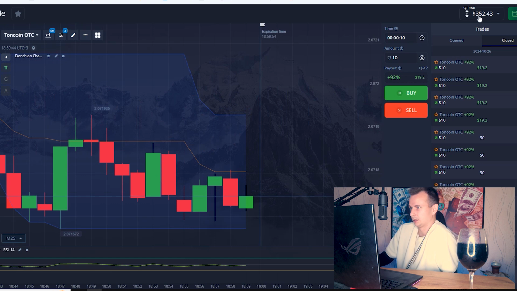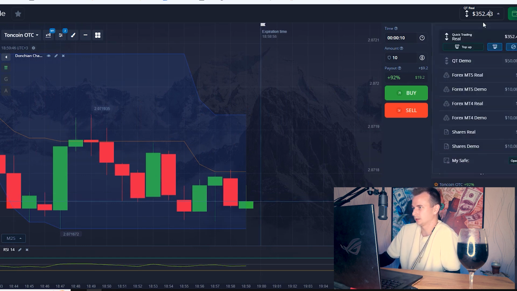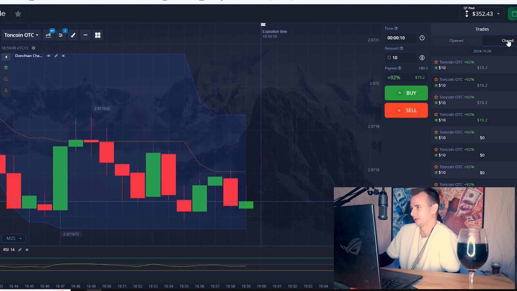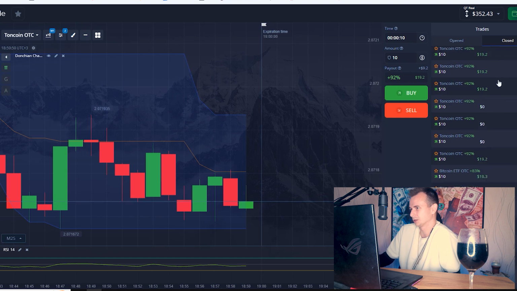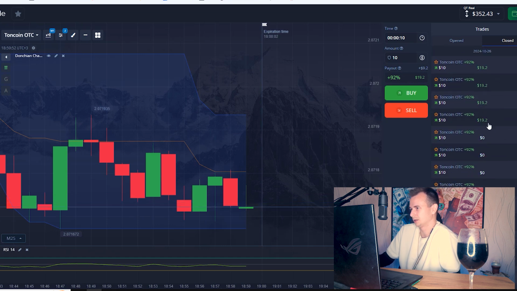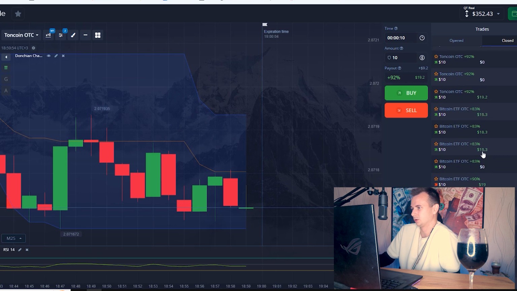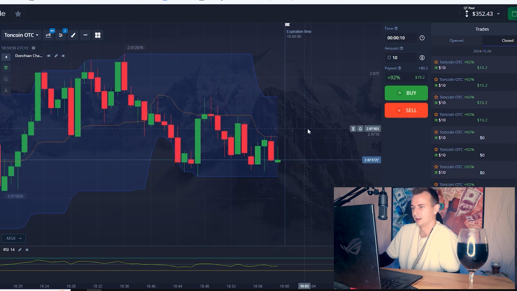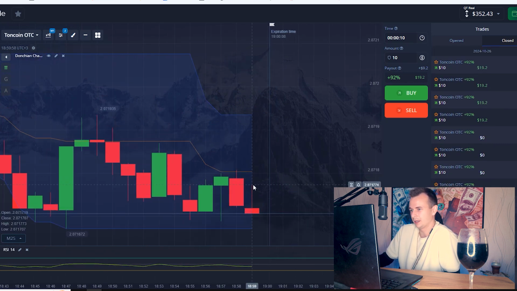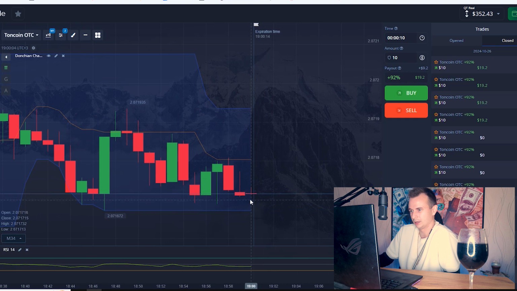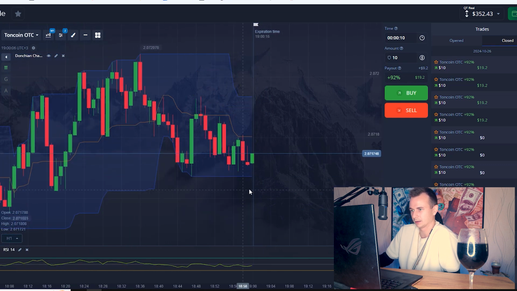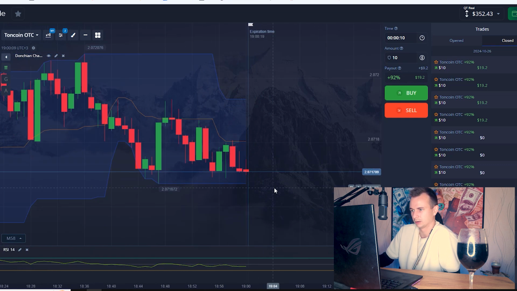And as you can see, already here I have $352 on my real balance, we can open all our positions, and as you can see, almost all of them are green. So I just earn money. Okay, this short I wanted to take, but I lost this point. And from here I can take one long position.